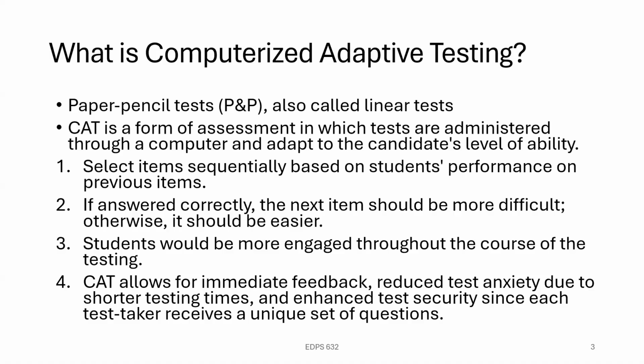CAT has so many advantages. CAT allows for immediate feedback because we have an algorithm. That algorithm will know immediately what is correct and what is wrong, and it can calculate the score. It will reduce test anxiety because you can make tests shorter, since the test is more efficient. And also, we can enhance test security, because students' items could be different. There are so many things about computerized adaptive testing.